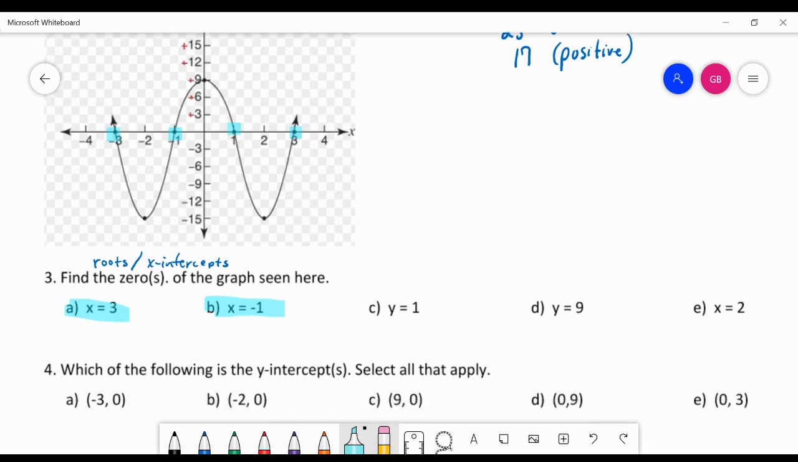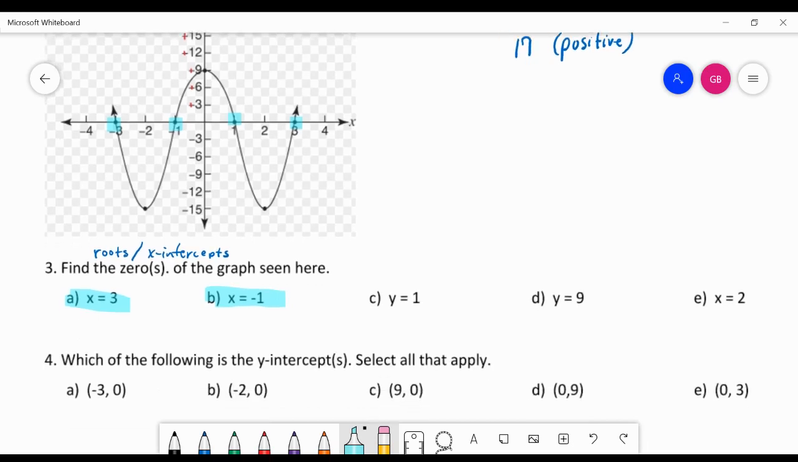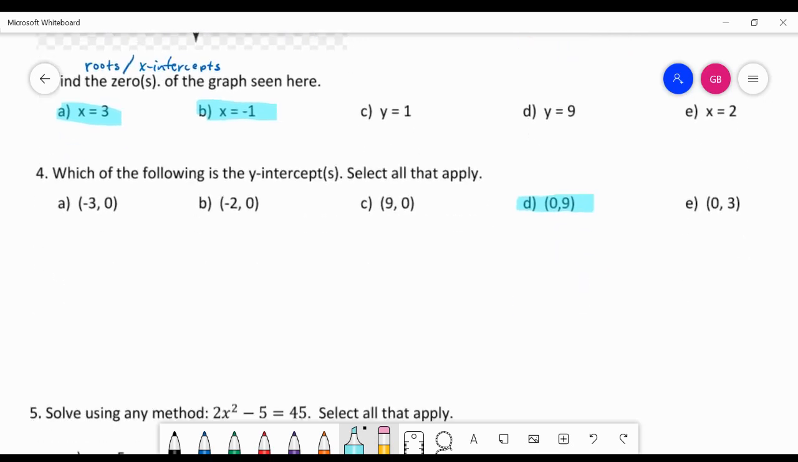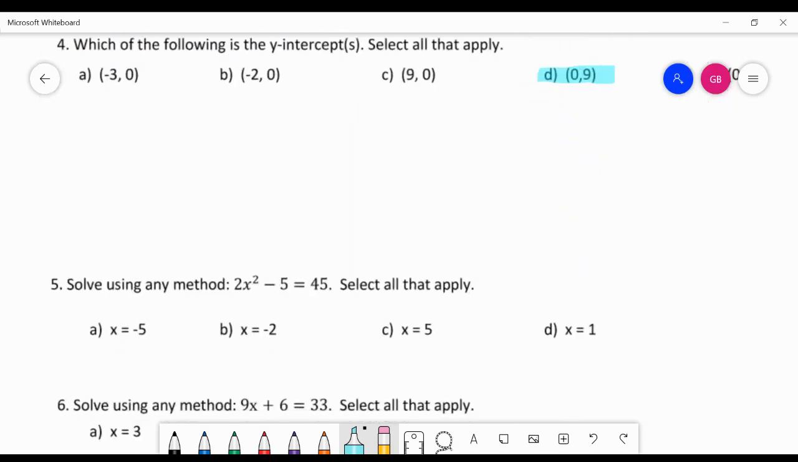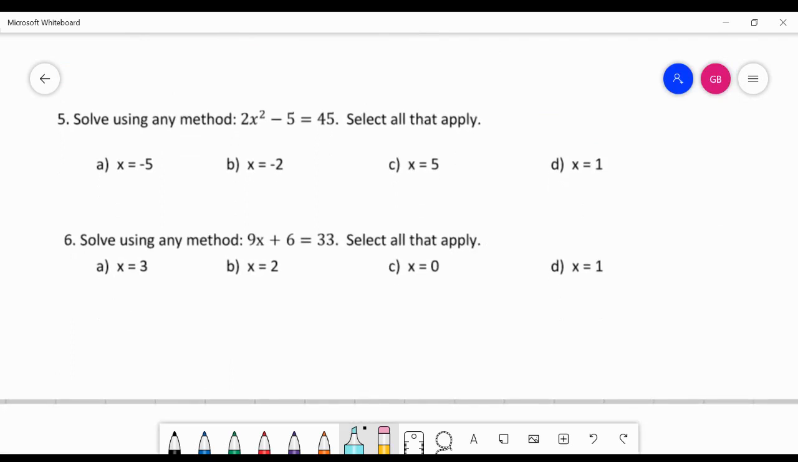For number 4, which of the following is the y-intercept? Well, it only has one y-intercept at 9, so 0, 9.